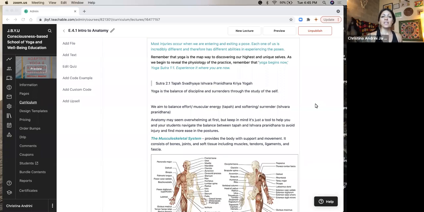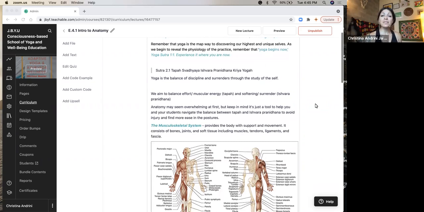Each one of us is incredibly different and therefore has different abilities in experiencing the poses. Remember that yoga is the way to discovering our highest and unique selves. I really want you to remember that line. It's not about comparing ourselves to anybody in this digital world we're now in, where we find ourselves comparing a lot of the time or feeling inadequate at times. This is a time to discover that we are now on the way to our highest selves.